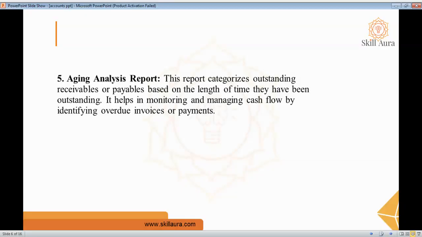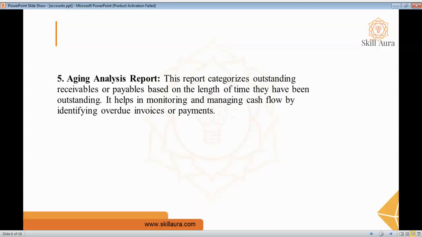So when it comes to the account receivable, the outstanding invoices from the customers are account receivable. Outstanding payments to the suppliers is account payable. Let's have an example of aging analysis report. Your age group will be 0 to 30 days, 31 to 60 days, 61 to 90 days, and 91 and above. So 0 to 30 days will be 1 lakh, that is invoice amount, and 31 to 60 will be 75,000 invoice amount, and 61 to 90 will be 50,000 invoice amount, and 90 above will be 25,000.